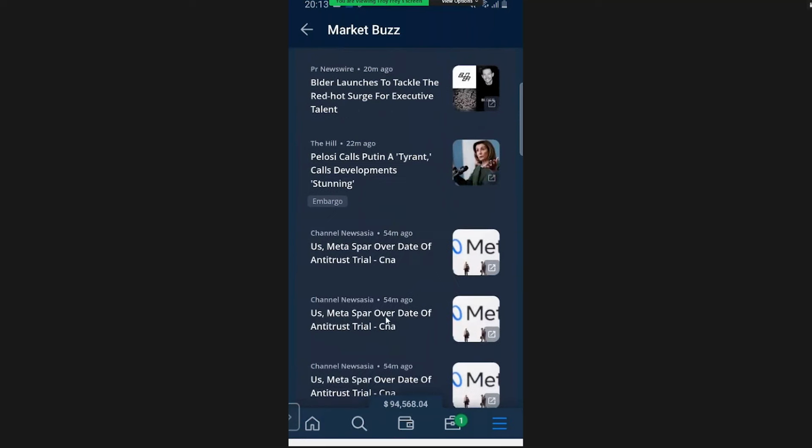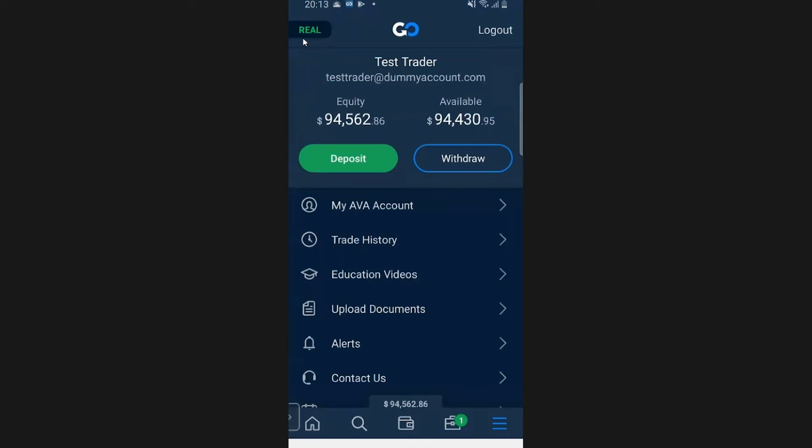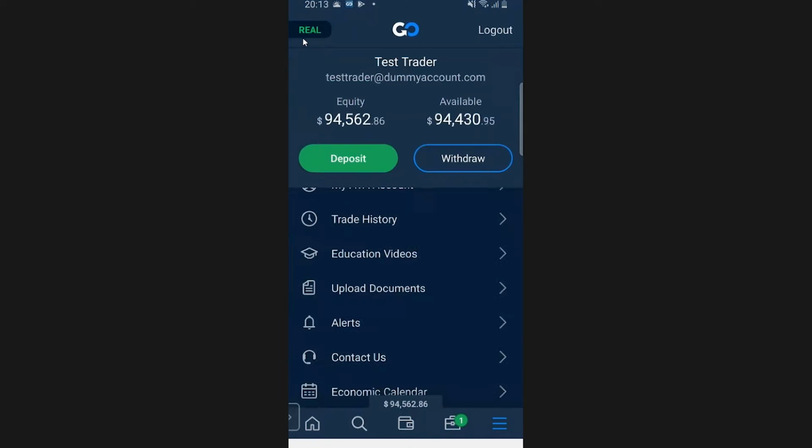Okay, U.S. Meta spar over date of antitrust trial. Only 54 minutes ago that came out. So if you're interested in that article, you tap on it, it brings up the article. Takes you to the website where that article is. And so you can get up-to-date news information regarding stocks, fundamental news right there at your fingertips.